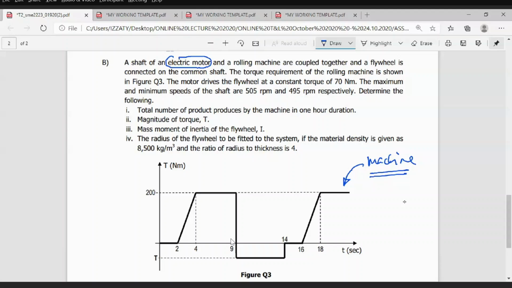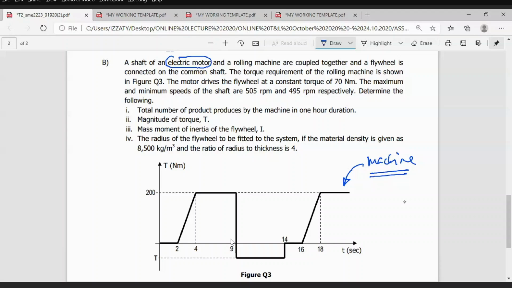In here, the machine will keep fluctuating because the machine requires energy before it can do its job or operate well. Now they couple it with a flywheel connected to a common shaft. The torque required by the rolling machine is shown here. This one is the torque required of the rolling machine.